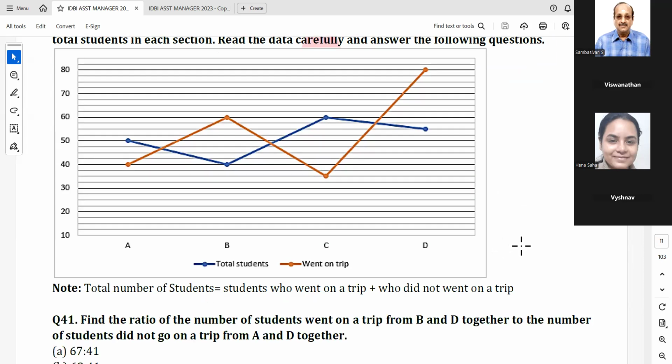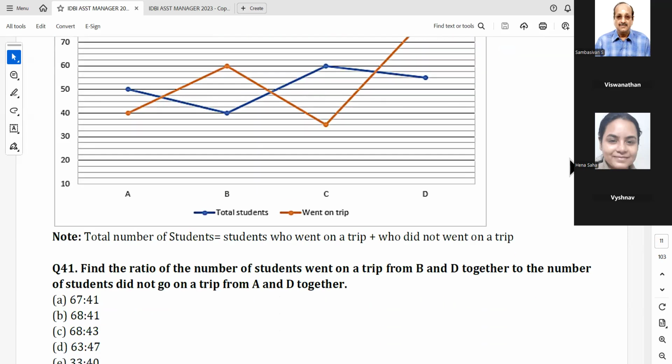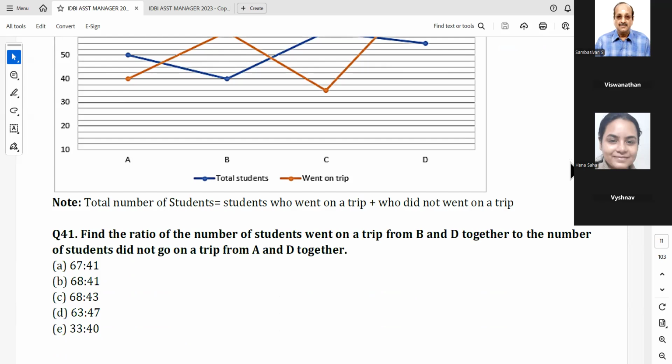Note, the total number of students is equal to students who went on a trip plus those who did not go on a trip. That's okay. That means in this A section, 50 students are there. Only 40 have gone. 40 have gone, 10 have not visited. That's how I understand. Now we will go for question number 41.